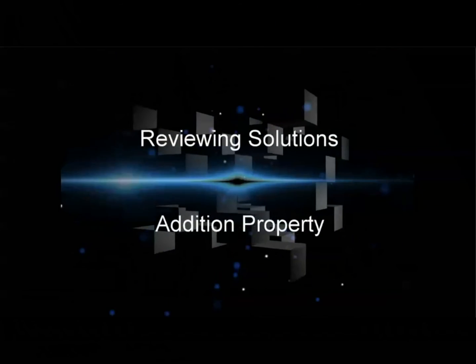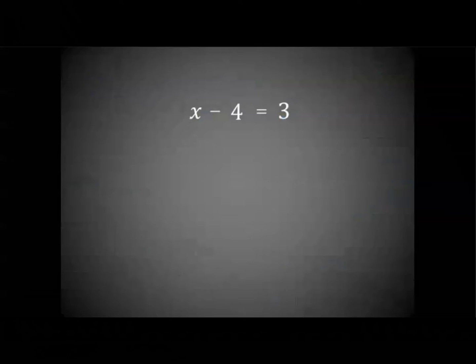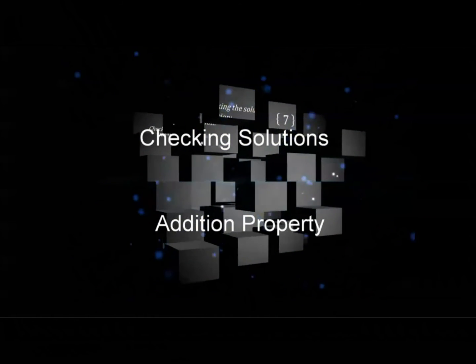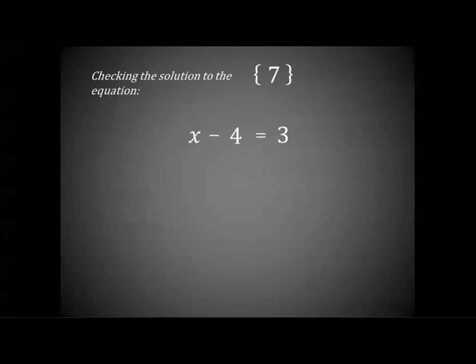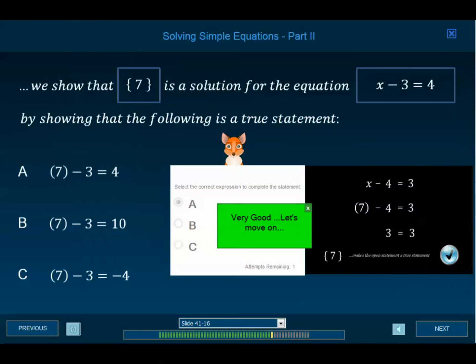Let's review how we solve simple equations. Our first example, x minus 4 equals 3. Right away, we notice that 4. To check the solution to the equation, the number value 7, we are going to take our original equation, x minus 4 equals 3, and we are going to replace x by the value that we think is the solution to the equation, and that is the value 7. So we replace the variable x in the open statement by the number value 7. By showing that which of the following is a true statement. Very good. We show that 7 is a solution for the equation x minus 3 equals 4.